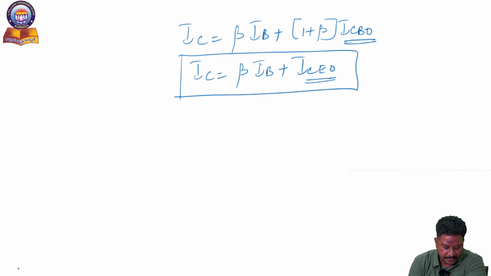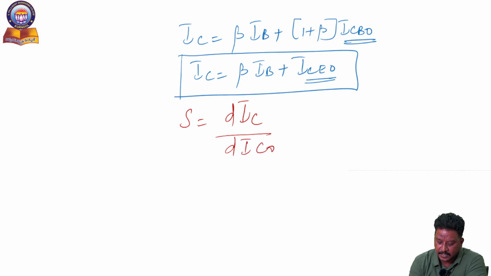Now I have to differentiate with respect to reverse saturation current to find out the stability factor, whose basic definition we know as the change of collector current with respect to change of reverse saturation current. Applying this condition, consider this as equation 2, differentiating with respect to IC naught on the LHS as well as the RHS quantity of equation 2.